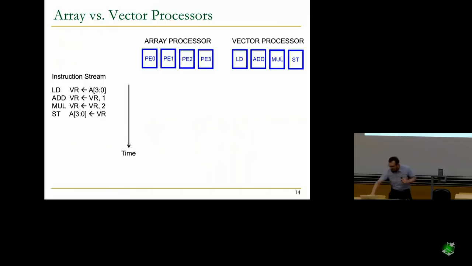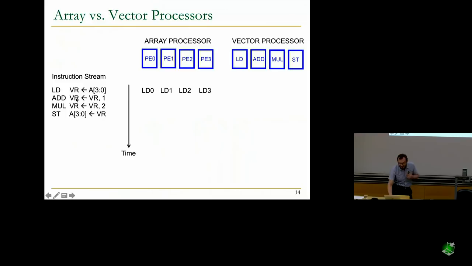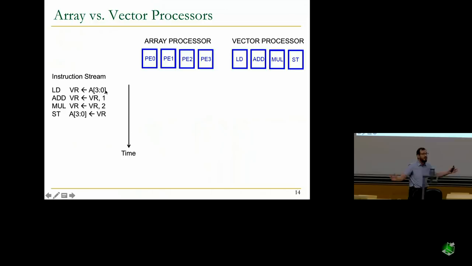So what does this program do? You're loading four different elements of the array, putting them into a vector register. And this add is essentially a vector add. It's incrementing each element by one. That's what this specifies. And putting the result into the same vector register. And then this multiply is multiplying the results by two. What you're doing is you're taking each element of A, incrementing it by one, multiplying the result by two, and then storing it into A again. And all of this is happening in parallel. And now we're exploiting data level parallelism because we have to do this operation on four elements of this vector. So how can you design a processor that exploits this?